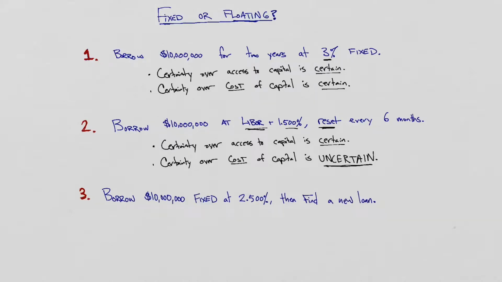And then the final option that we can look at is we can actually just borrow $10 million for 1 year. And we can get a fixed or variable rate loan. Let's say we just borrow $10 million fixed at 2.5%. And then we still need 2 years of financing. It's just that at the end of 1 year, we pay back the 10 million, and then we go find a new loan for 10 million for 1 additional year.